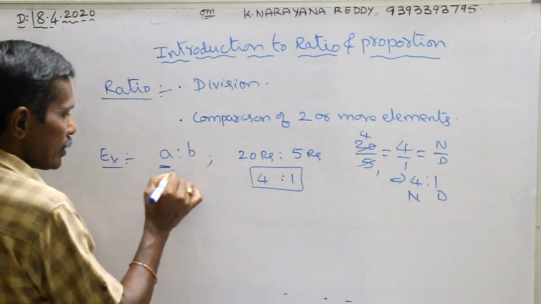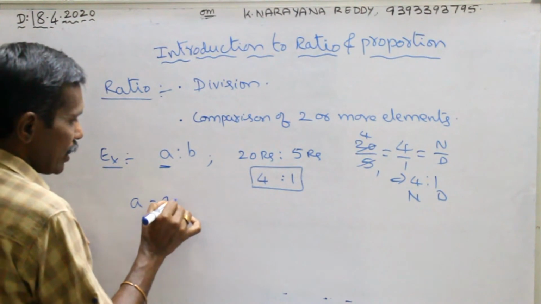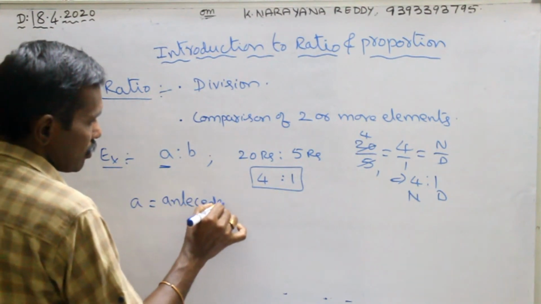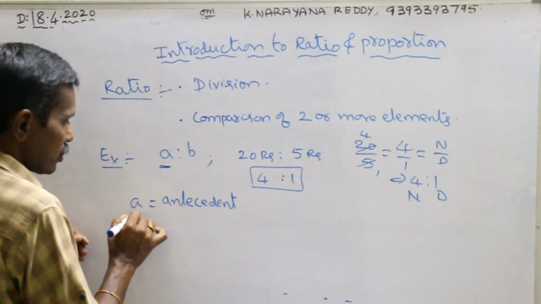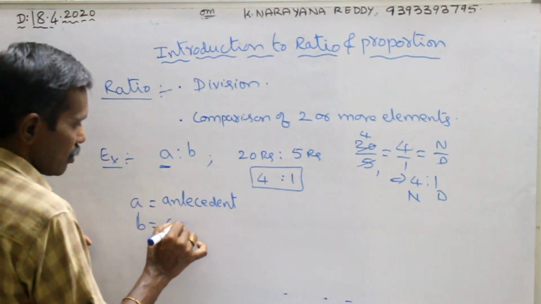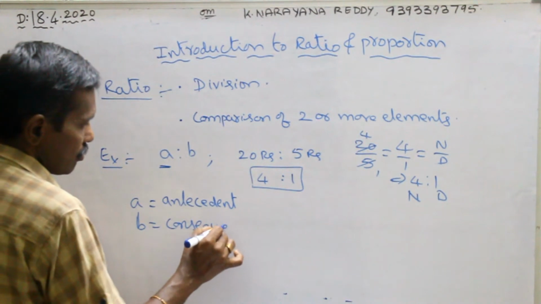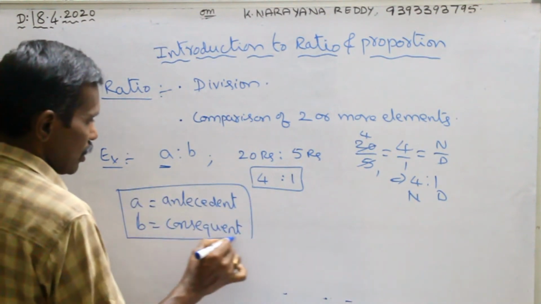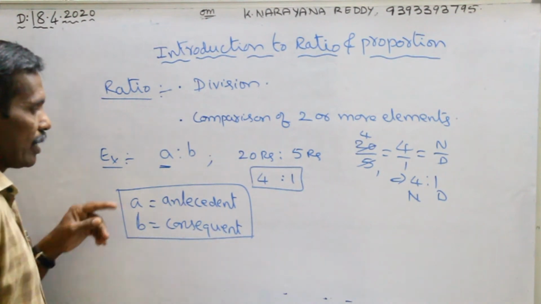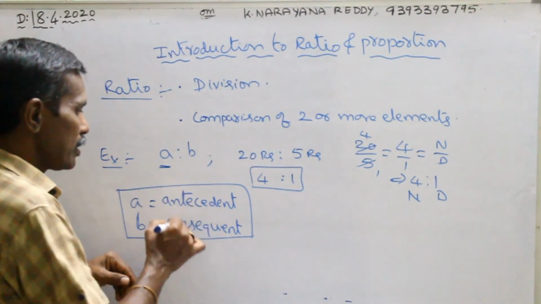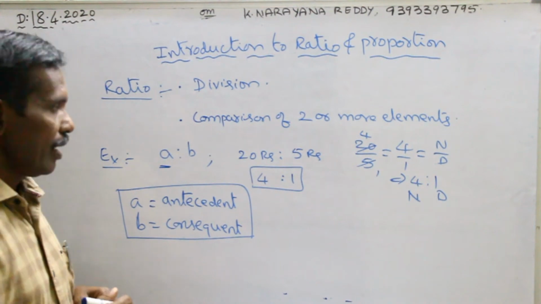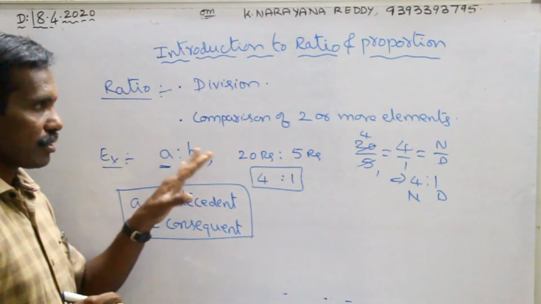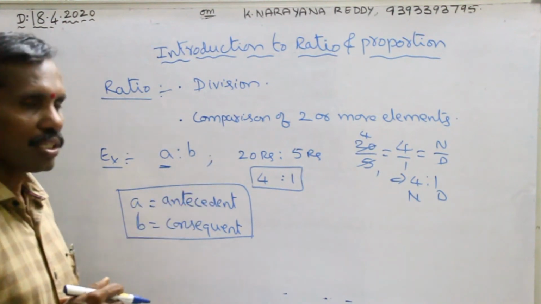Here, A is called antecedent. B is called consequent. This is very important. Okay? A is called antecedent and B is called consequent. And A is numerator, B is denominator. So this is comparison. We are comparing the values in ratio, that's all.